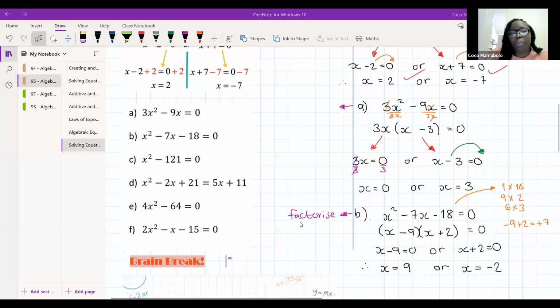Leah says, ma'am, if you don't put the "or", is the whole question wrong? Technically, yes. In grade 9, we might be lenient and mark it anyway, but I can guarantee you by the time you get to grade 10 and grade 11, they're going to mark it wrong. So don't leave it out. Kwena is saying, ma'am, where did you get the negative 2? Kwena, if I take positive 2 to the other side of the equal sign, what's going to happen to my positive 2? It'll become negative.